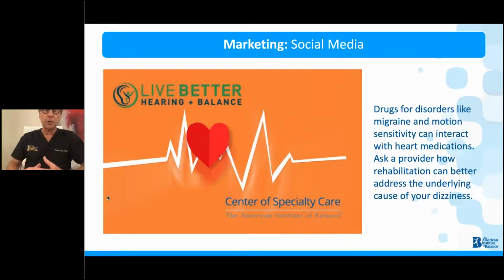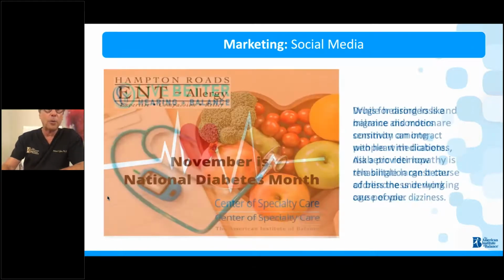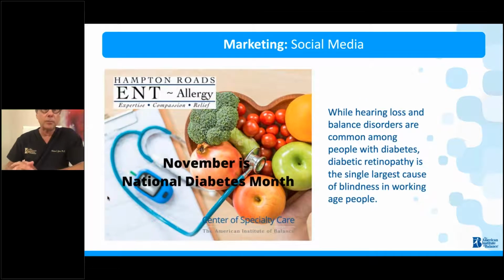Here's an audiology practice. This was about, I think it was cardiovascular or hearing and balance. All these kind of things are very important. This is Hampton Roads ENT. So this was about National Diabetes Month and being well. So we want audiology to be linked with wellness, with intervention, with preventative aspects, and not just trying to sell people hearing aids.